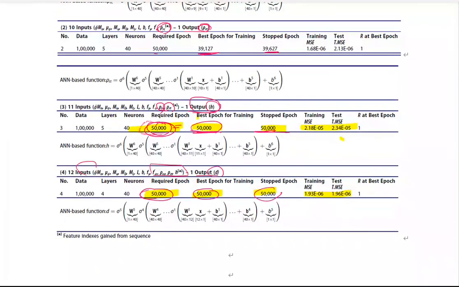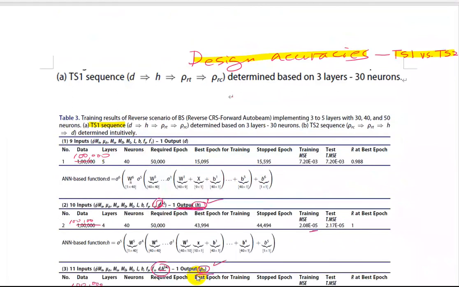Okay. Now in the next clip, we're going to compare the design accuracies between TS1 and TS2, and this gives you an idea: when you have lower design accuracies than you want, you can change the training sequence, as you see over here, to try to enhance your training accuracies, leading to better design accuracies.